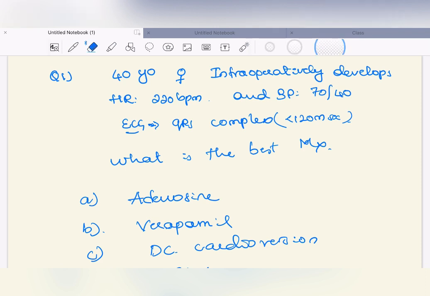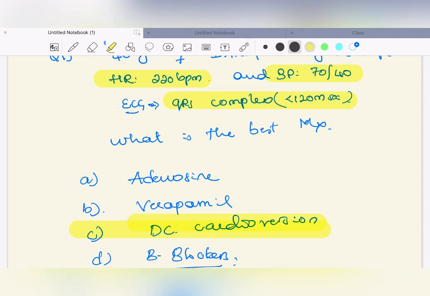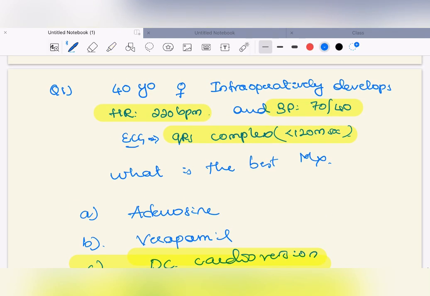If you analyze this question, there is a middle-aged female who develops a heart rate of 220. There is extreme tachycardia and BP is 70/40. That means the patient is unstable, and she develops narrow complex regular tachycardia. When the patient is unstable, we directly go for DC cardioversion. We don't try any drugs. So here DC cardioversion is the answer.